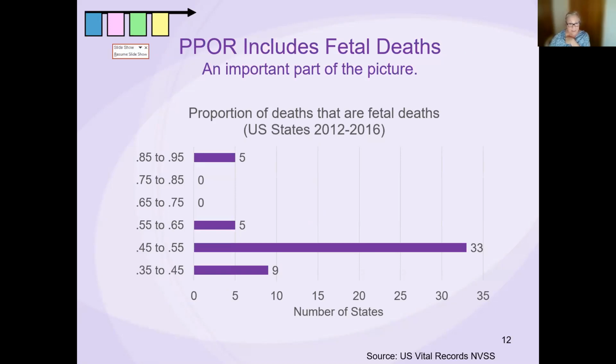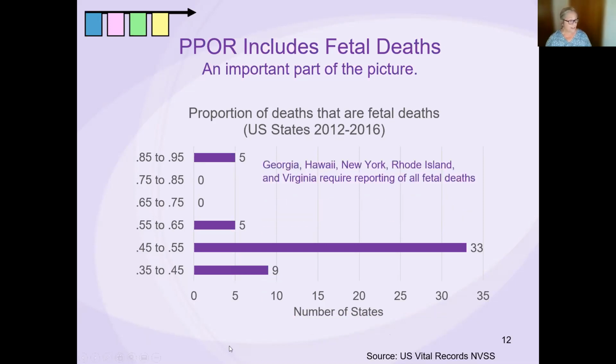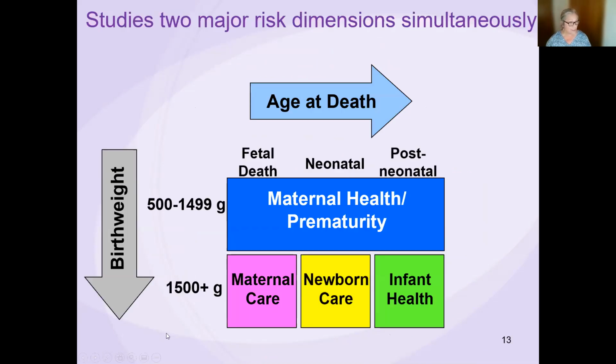So PPOR also includes fetal deaths. That's a big advantage of PPOR. I don't know if you guys are aware, but there's a lot of fetal deaths. This shows that 33 states have about half of their deaths being fetal deaths, and most of the states only report fetal deaths at 20 weeks or more. The states that require reporting of all fetal deaths have about 90% of their deaths that are fetal deaths. That's that top row up there, the 5 states that require reporting of all fetal deaths. And I think I put them in here. Yeah, that's the listing of them. So there's a lot of fetal deaths, and we should use them.